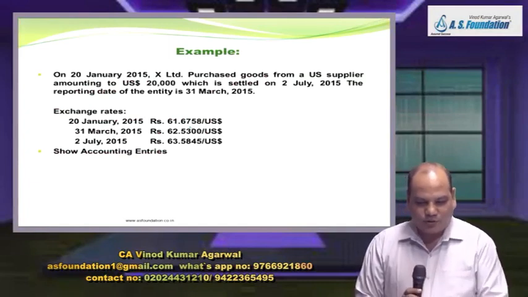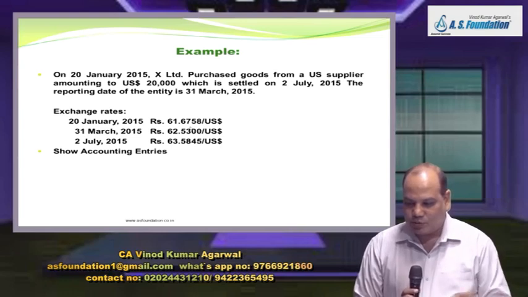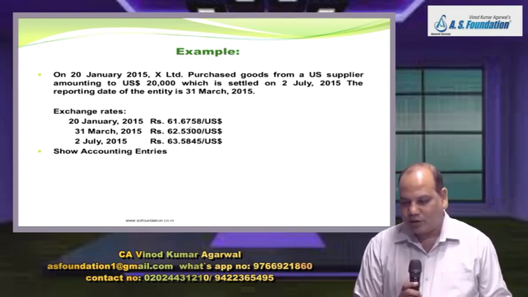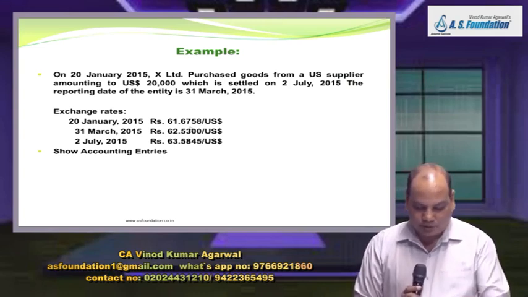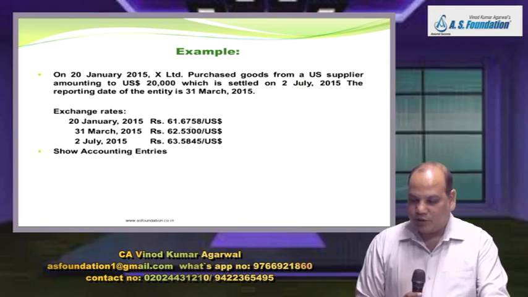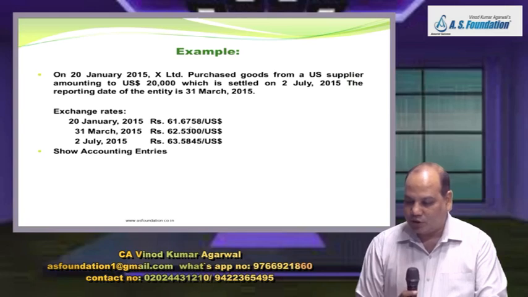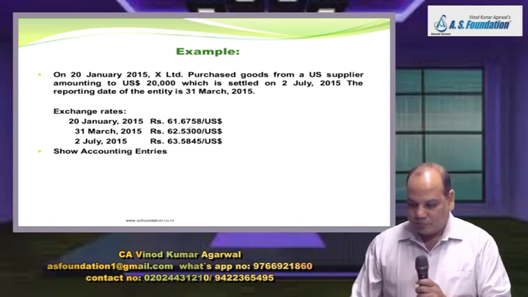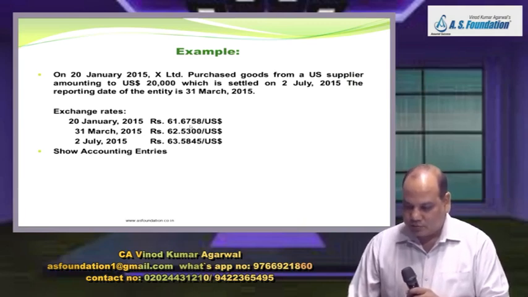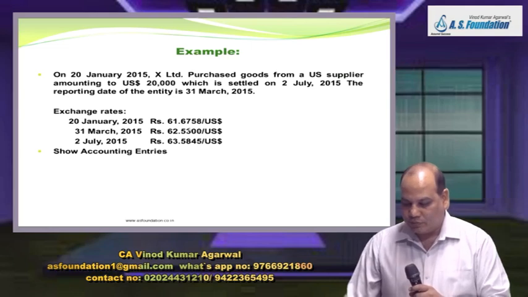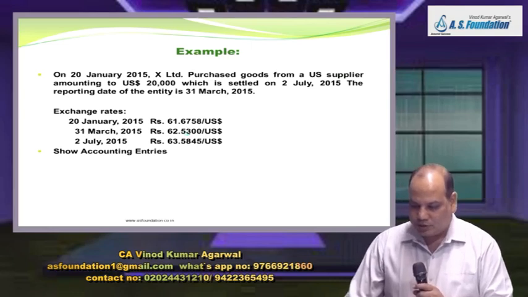On 20th January 2015, X Limited purchased goods from a US supplier amounting to US dollar 20,000, which is settled on 2nd July 2015. The reporting date is 31st March. So in this question, you have to pass entry on 3 dates: 20th January for purchase, 31st March for change in exchange rate, and again on 2nd July for settlement. And you can see the rates are changing, so exchange difference will arise on these 2 dates.